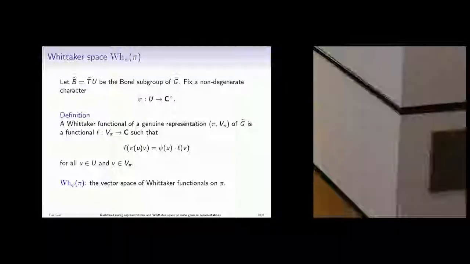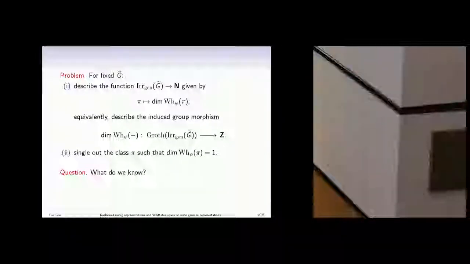Okay, so here's a grand question on Whittaker models or Whittaker functionals. If you fix your covering group, which might be a linear group because you might take your n to be 1, then you actually get this map from this infinite set to the natural numbers, given by the dimension.